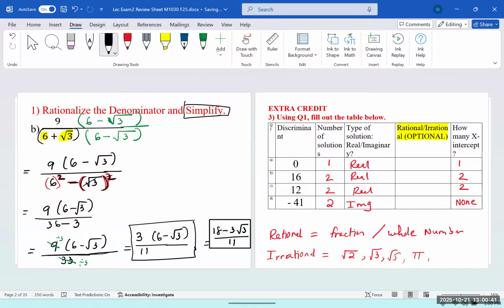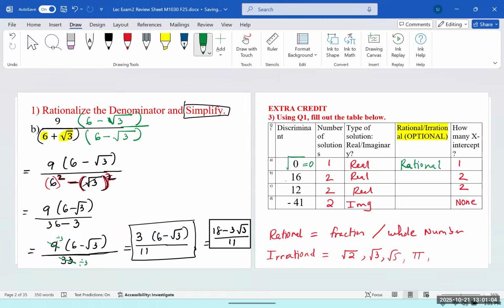Now, here, this 0 is under the radical, right? Discriminant means whatever you have under the radical. So square root of 0, is it a rational number or irrational number? Rational, because we can reduce. It's 0. So this is rational.